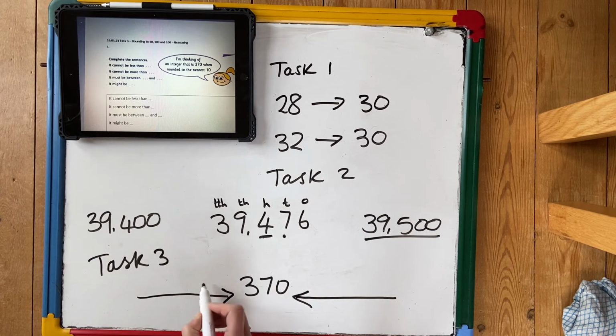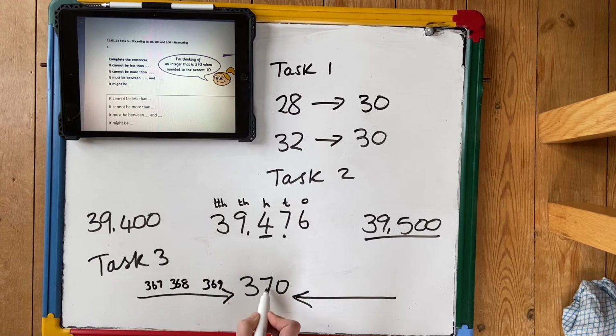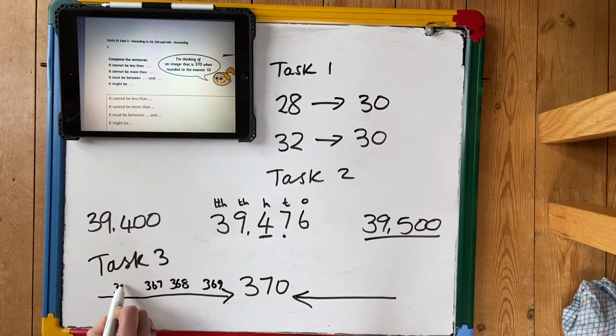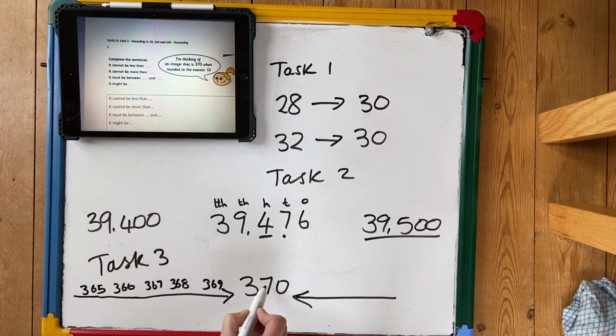So I know that if it's 369, I would round up. If it's 368, I would need to round up. If it's 367, I would need to round up. If it's 366, I would need to round up. And if it's 365, I would need to round up. If it's 364, I'd need to round down.